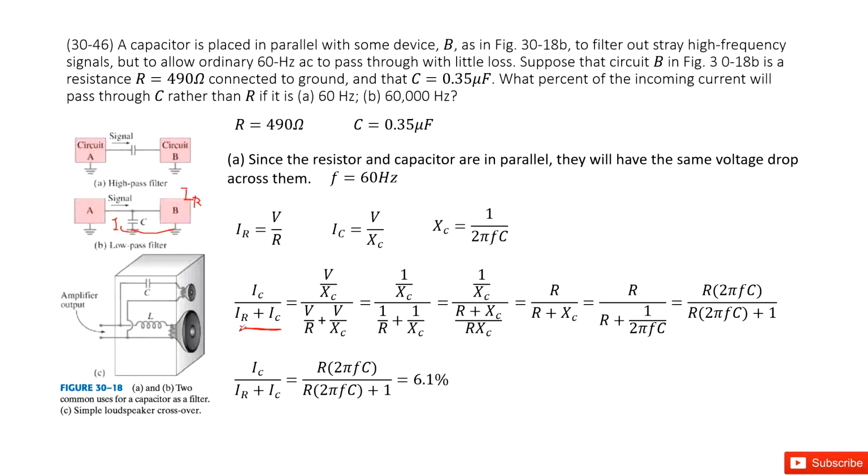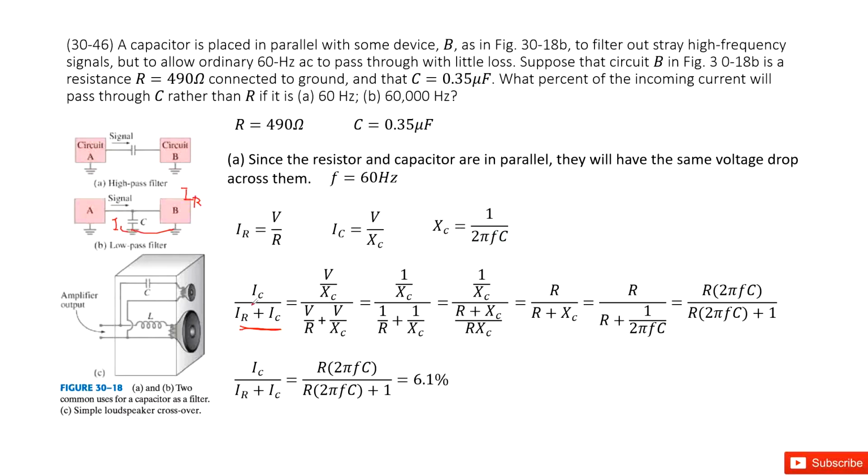Now, we need to know the currents IR and IC. As we know, this is a parallel connection, so the potential for the capacitor and resistor B is equal. We can call it V. So the current in R is V over R. This is Ohm's law. The current through the capacitor, IC, is V over XC. This is called the capacitive reactance, and it can also be defined with the frequency, 1 over 2 pi F C.